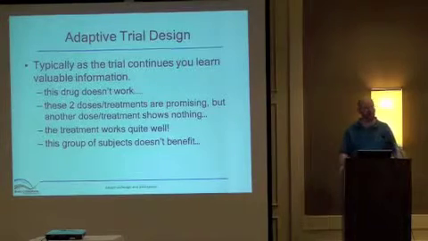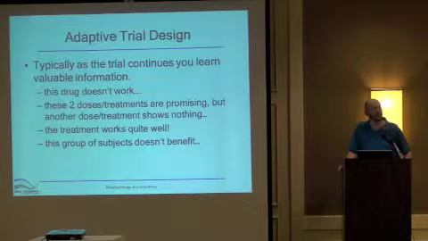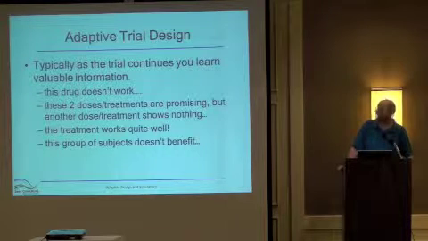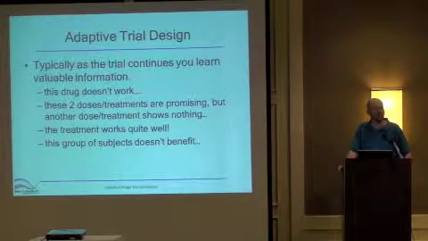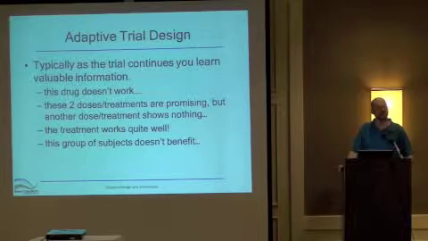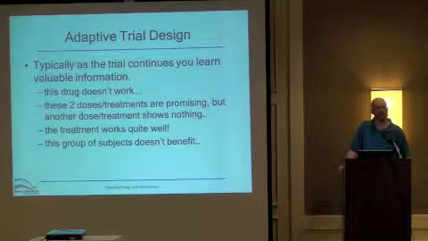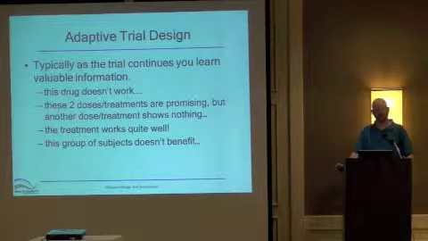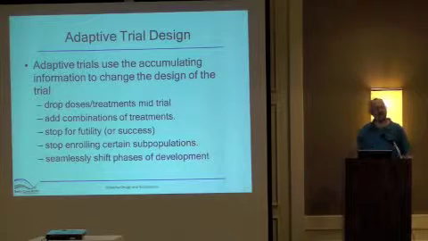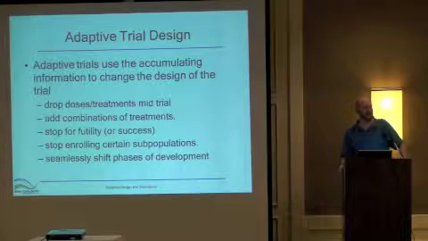The kind of things that you would learn in a trial, so I mentioned the most basic is this drug doesn't work. So a lot of times you just find out this idea didn't work out. You can also find out that certain doses are promising, certain populations are promising. You can find out it's good for some and not for others. Good things can happen. You can find out the treatment's working incredibly well. You can also, so we talked about populations, groups of subjects that don't benefit. Adaptive trials are aimed at making use of that information and actually changing the trial design.